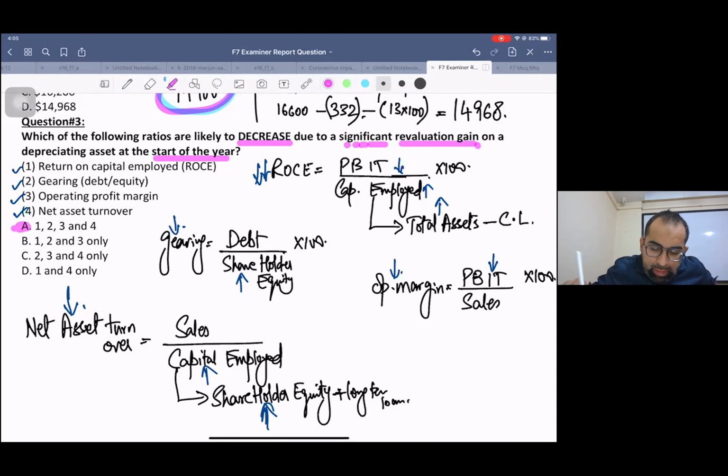This is all about concepts. Even sometimes we discuss such things in our F3 paper. This was a general question. You all should not lose marks on this. These are cash marks.